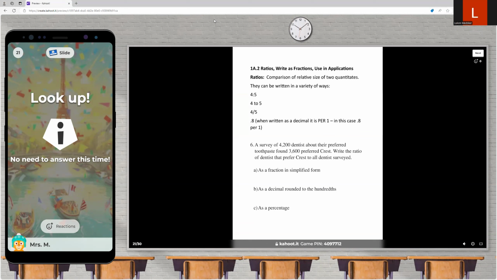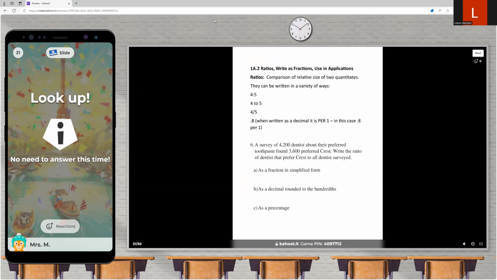4 to 5 using a colon. That's how we would read that. Actually writing the words, 4 to 5, and then 4 over 5. Now, typically the Newton homework has you write it a lot of times as a fraction, so just be aware of that. 0.8 when written as a decimal is per 1. So in this case it would be 0.8 per 1. So anytime you divide your numerator by your denominator, you have a per 1 or a unit ratio.